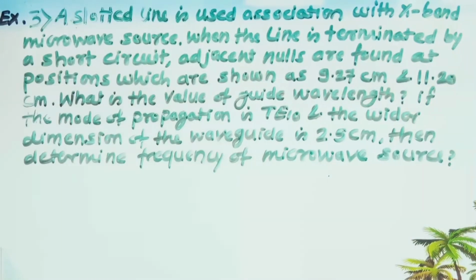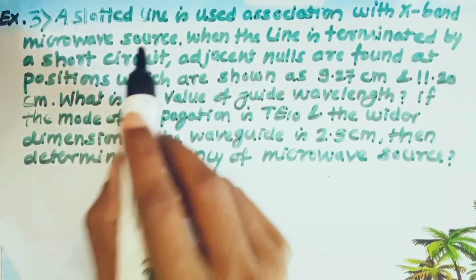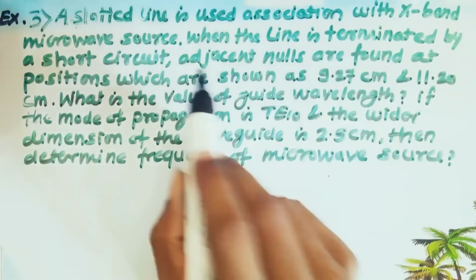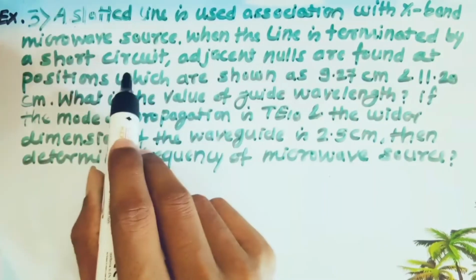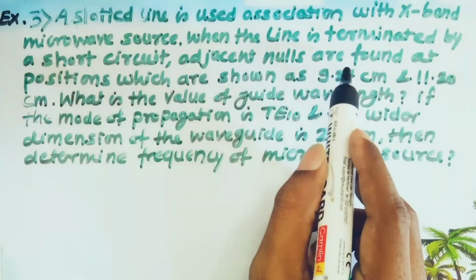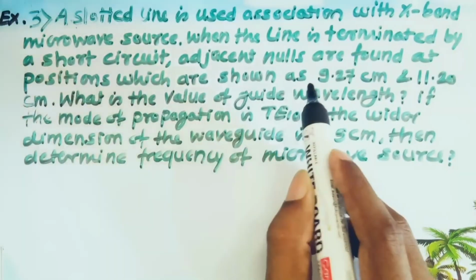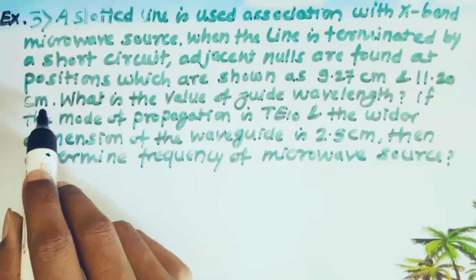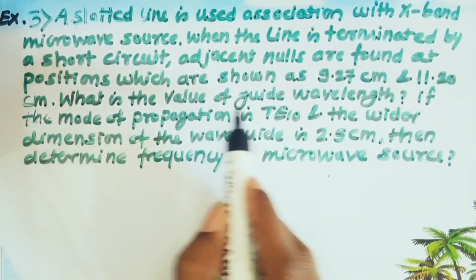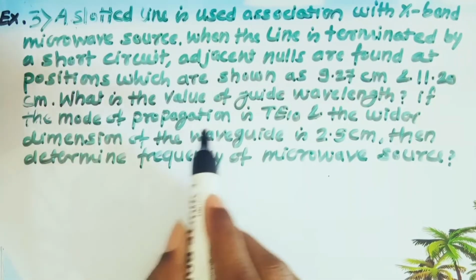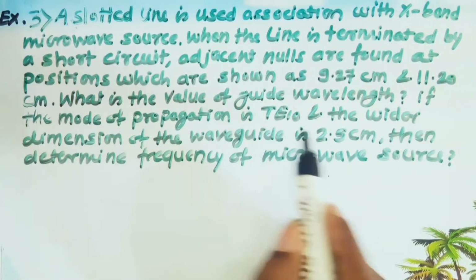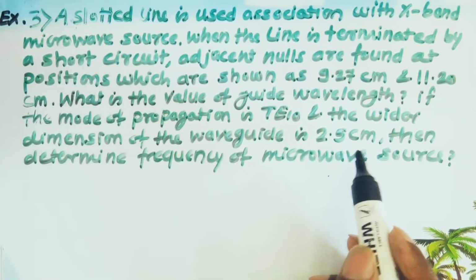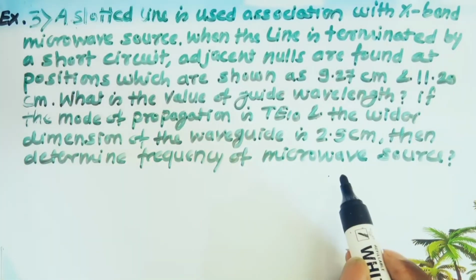Now let's see another numerical. A slotted line is used in association with an X-band microwave source. When the line is terminated by a short circuit, the adjacent nulls are found at the positions 9.27 centimeter and 11.20 centimeter. What is the value of the guide wavelength if the mode of propagation is T10? The wider dimension of the waveguide is 2.5 centimeter. Then determine the frequency of the microwave source.